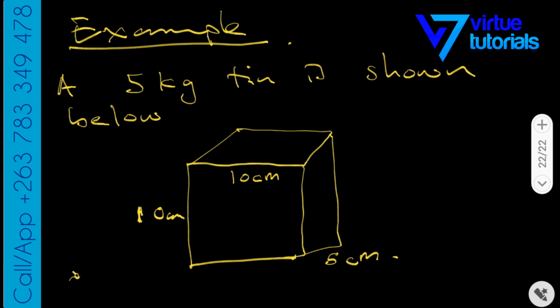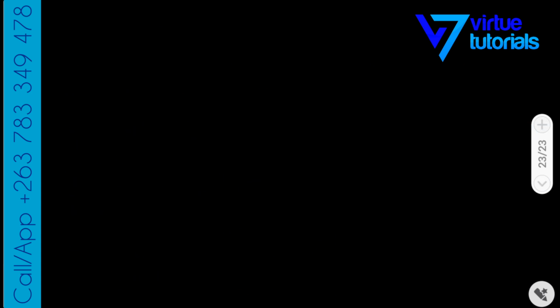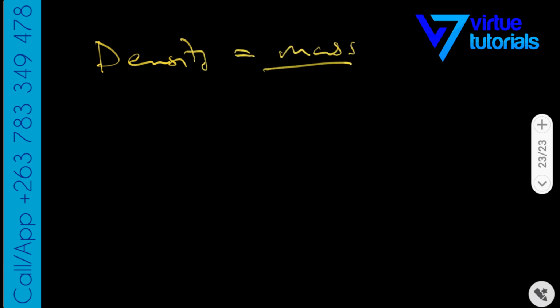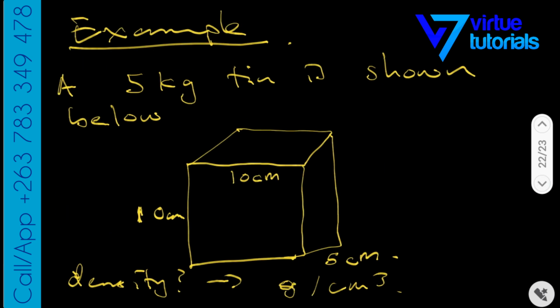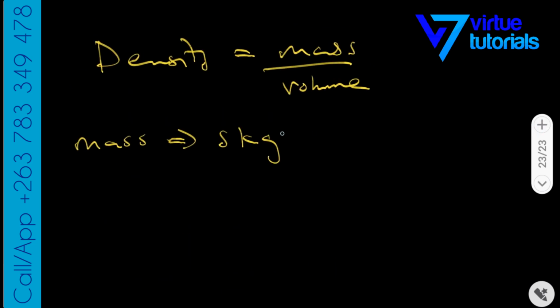Let's say they want the density of this tin, and they want the answer in grams per cubic centimeter. Well, we know from our formula, density is equal to mass over volume. The mass was given. The mass is 5 kilograms. But they want the answer in grams per cubic centimeter, so we don't want kilograms, we want grams. So 5 kilograms is 5,000 grams.